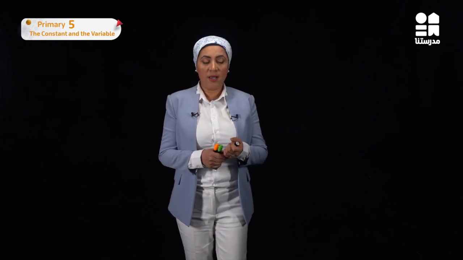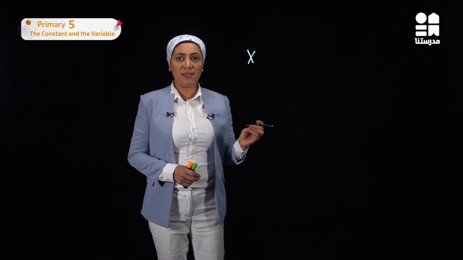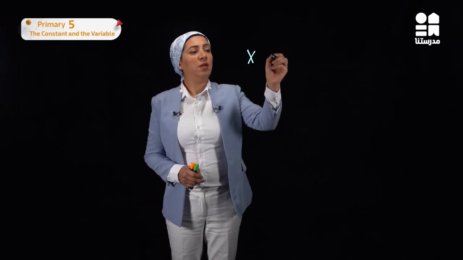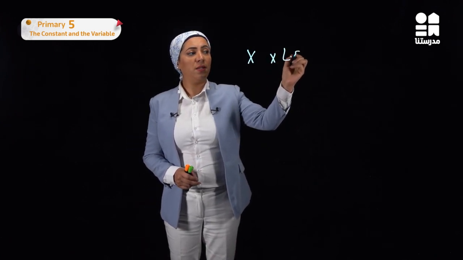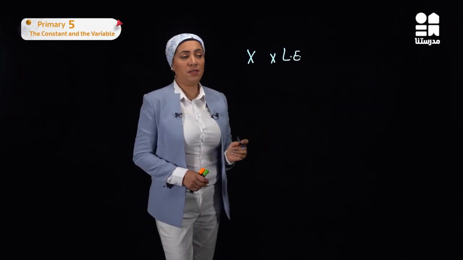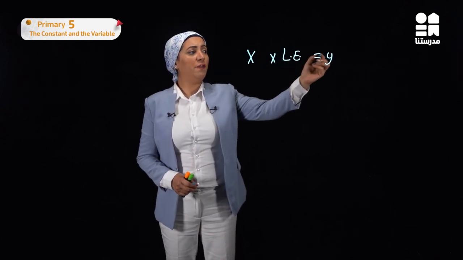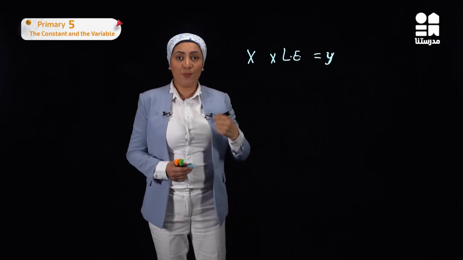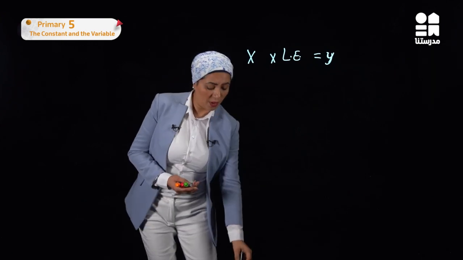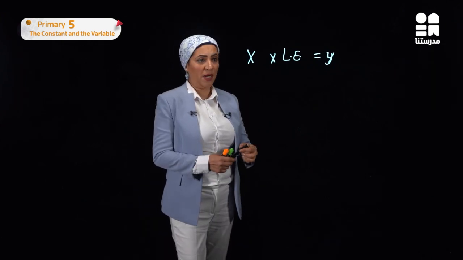Now we'll explain the relation between x and y given a constant and variables. Okay? So if I say that x is the number of pens I will buy, times the price of the pens, it will be equal to y. y is the amount of money that I am going to pay, according to the number of pens I'm going to buy.